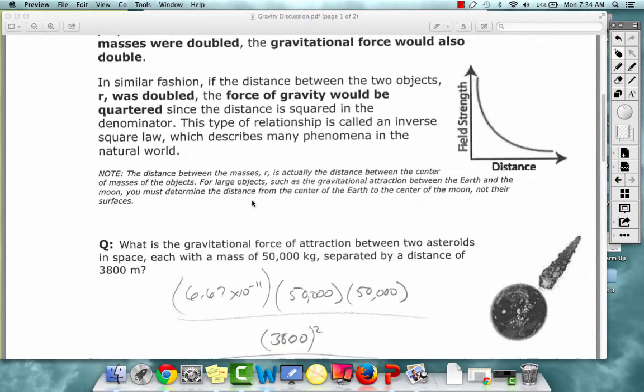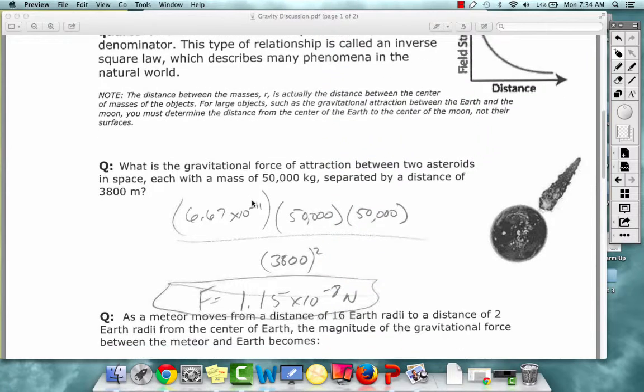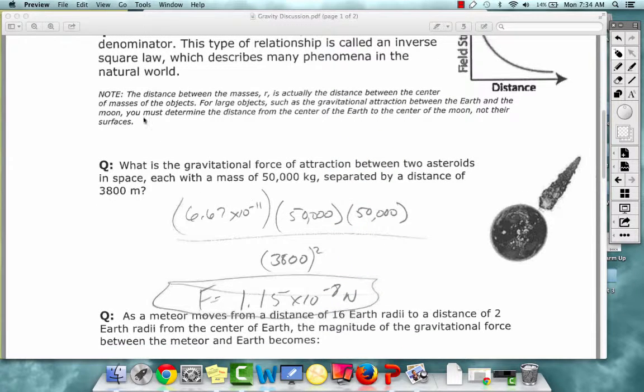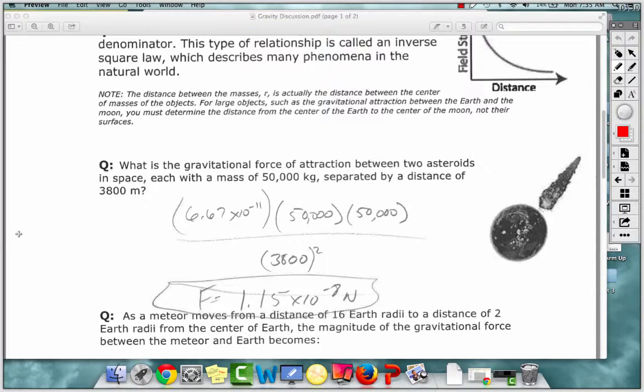Okay. So here's a question for you. This one actually deals with numbers, where it asks, what is the gravitational force of attraction between two asteroids in space, both with a mass of 50,000 kilograms, separated by a distance of 3,800 meters? So all I did in this problem, and I apologize I didn't write the formula, I just used Newton's universal law of gravity, which says F equals big G times the mass of one object times the mass of the second object divided by the distance squared.